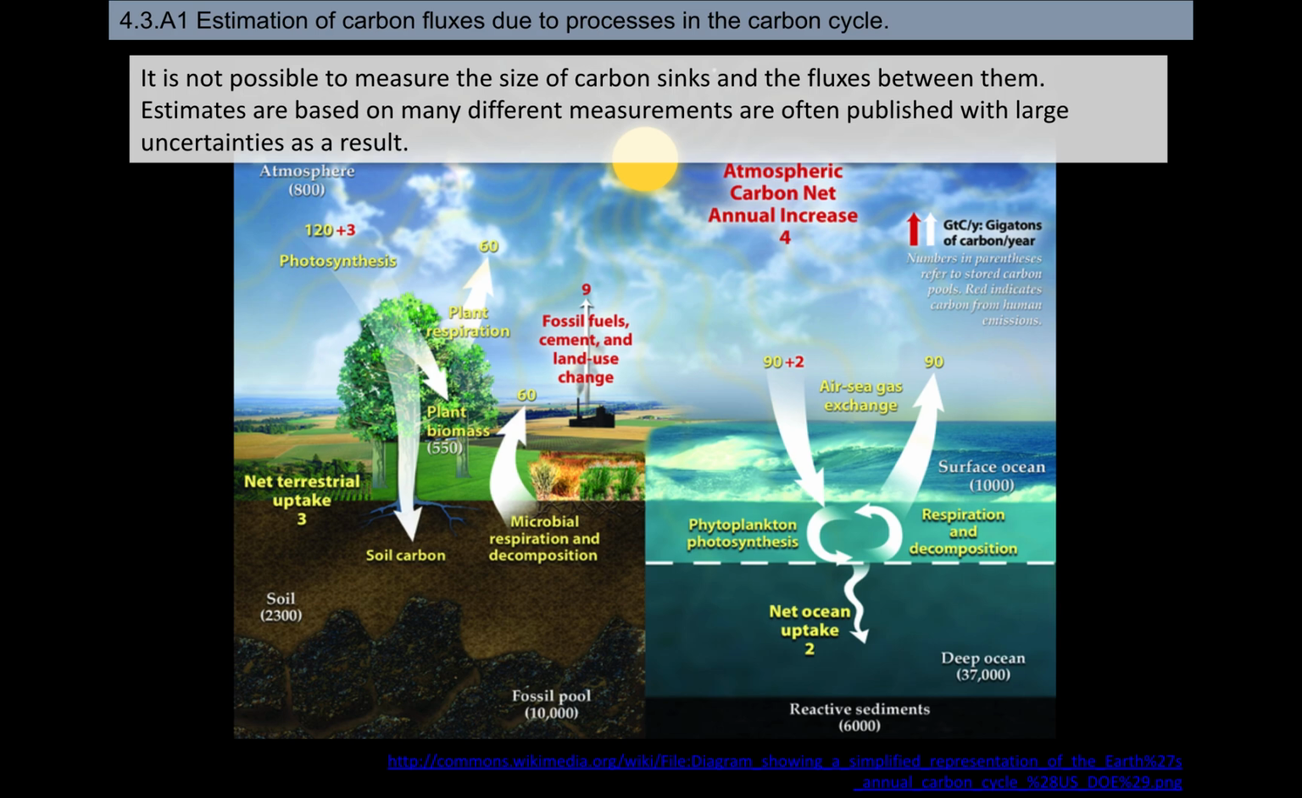So something to remember when you're looking at carbon cycle diagrams is that it is not possible to measure the size of the carbon sink and the flux between them exactly. Estimates are usually based on many different measurements and are often published with large uncertainties as a result. So even though you're seeing these numbers here, realize that there is a lot of uncertainty, but it's to give you an idea of how big one could be and how much actually moves to the next location.